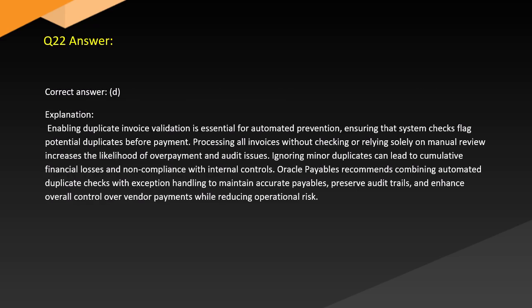Answer. Correct answer: D. Explanation. Enabling duplicate invoice validation is essential for automated prevention, ensuring that system checks flag potential duplicates before payment. Processing all invoices without checking, or relying solely on manual review, increases the likelihood of overpayment and audit issues. Ignoring minor duplicates can lead to cumulative financial losses and non-compliance with internal controls. Oracle Payables recommends combining automated duplicate checks with exception handling to maintain accurate payables, preserve audit trails, and enhance overall control over vendor payments while reducing operational risk.